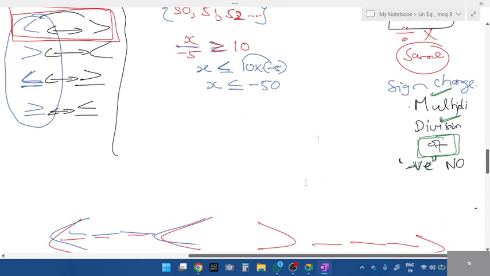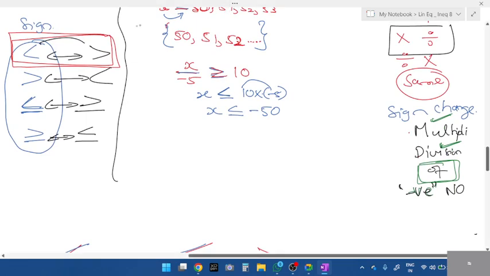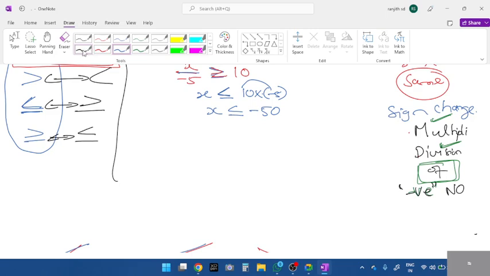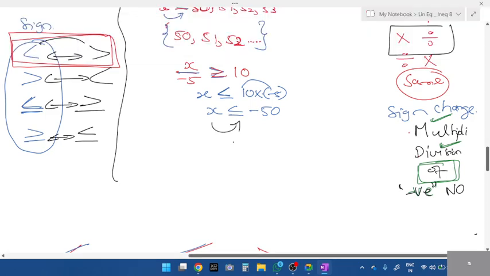If you want, rearrange this. If not, look here. X is traveling towards which side? Look at the arrow direction. Left hand side or right hand side? Where is this arrow facing? Left hand side. So X values are traveling towards which side? Left hand side, after which one? Minus 50, right? Minus 50.